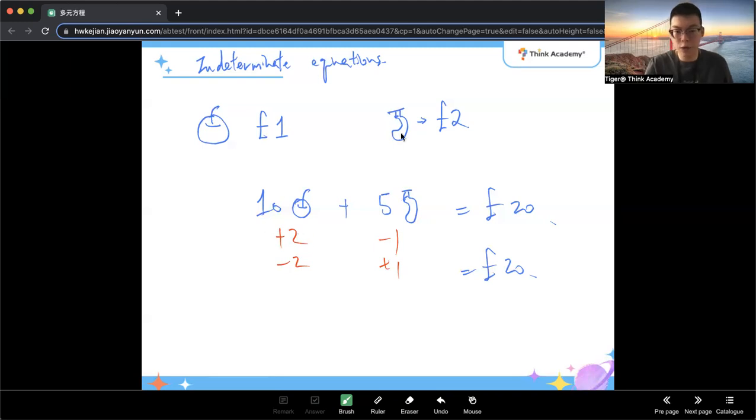So it means that if I take away 2 from the apples, that's going to be 6 bananas, isn't it? And if I take away a further 2 from the apples, that's going to be 7 bananas. So 1 more.